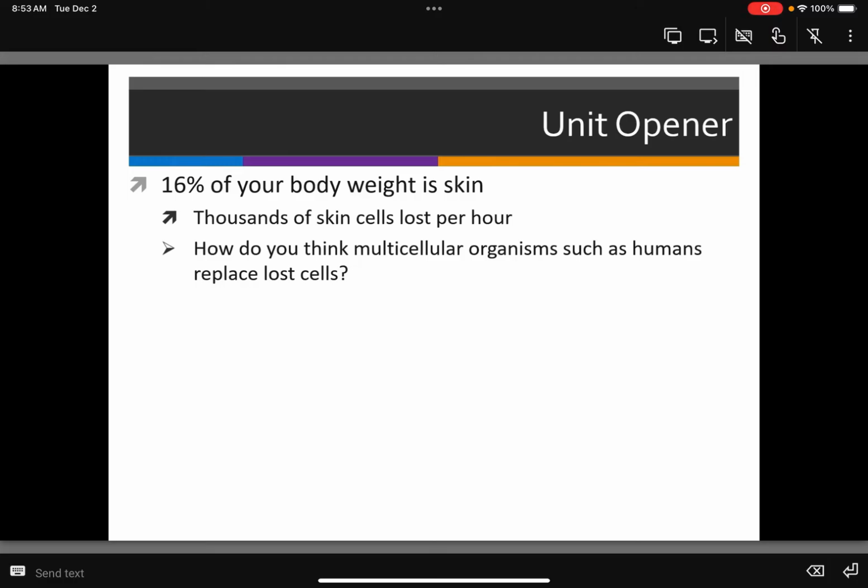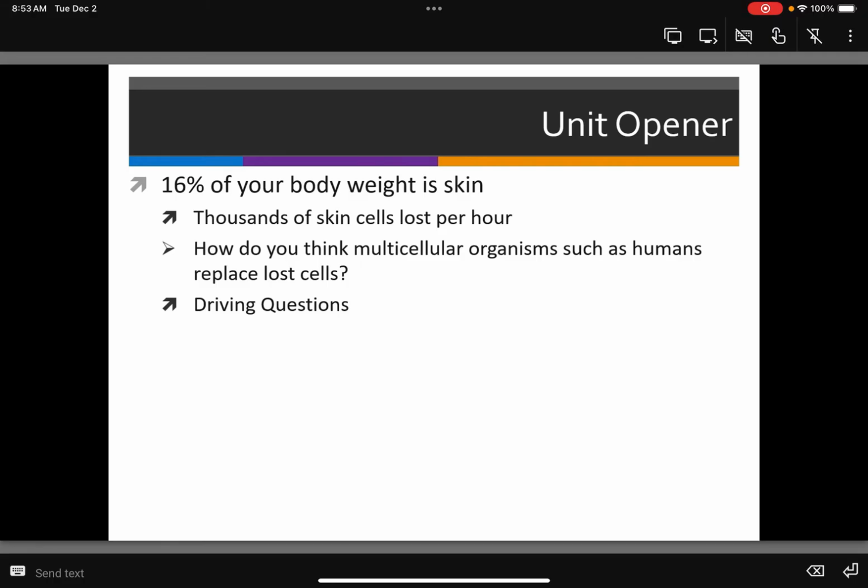Okay? So, we lose those cells, but how do you think multicellular organisms, such as humans, replace lost cells then? Ben already said it. They reproduce. They go through a process in order to make new cells that help to keep us living. Okay? So, we're going to be examining some of these things as we go through this chapter.